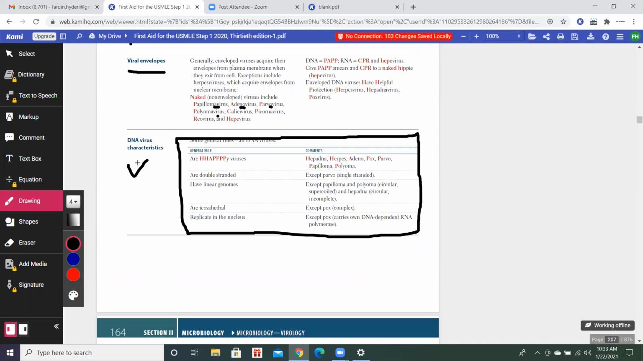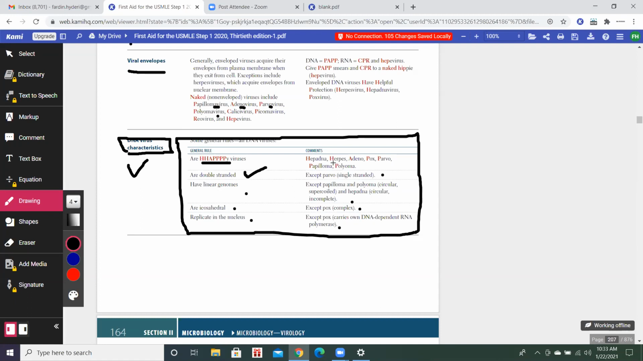So once again, these are all the HAPPY viruses. They're all double-stranded except parvovirus. They're all linear except papilloma, polyoma, and hepadna. They're all icosahedral except pox. They all replicate in the nucleus except pox. If you can learn these characteristics, then we know easily what hepadnavirus would do, and we would know easily what herpesvirus would do.